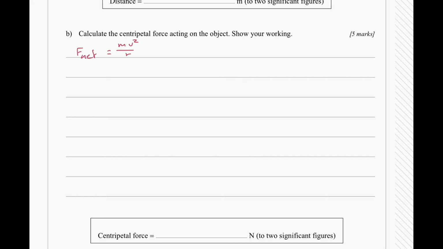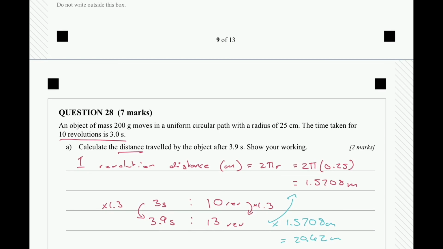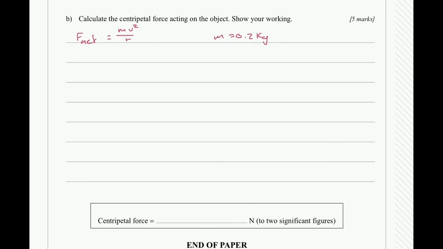Let's list our variables that we've been given. Our mass is equal to 0.2 kg. We're using our SI units. In the question, they had given us 200 grams. Let's convert it to kilos. We've also been given our radius, again 0.25 meters. And what we're trying to do here is figure out what V is equal to. So we've got to have a look, what's our formula for V in our circular motion formulas? V is equal to 2 pi r over T. So that's how we can calculate our V.